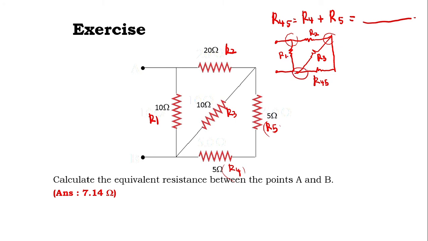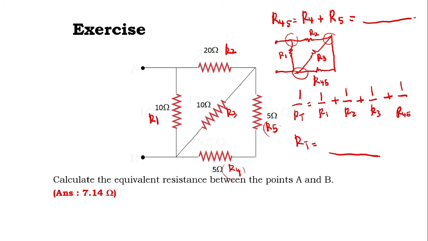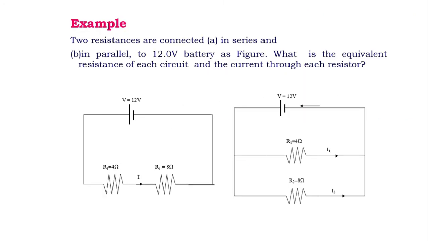So R1, 2, 3, 45 ni adalah dia in parallel. So nak kira R total adalah equal to 1 over R1 plus 1 over R2 plus 1 over R3 plus dengan 1 over R45. So dapat R total. So boleh kira. Dapat tak jawapan ni? Kalau tak dapat, bagi tahu saya, kira sendiri. Okay, so next, ni pun boleh awak cuba buat sendiri.